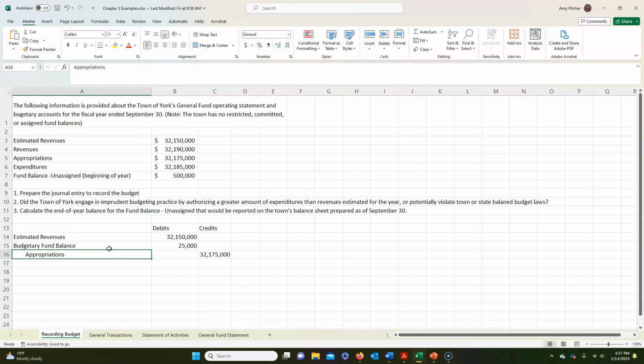Question 2: did the Town of York engage in imprudent budgetary practice by authorizing a greater amount of expenditures than revenues estimated for the year, or potentially violate town or state balanced budget laws? So we have no to both parts of those questions.